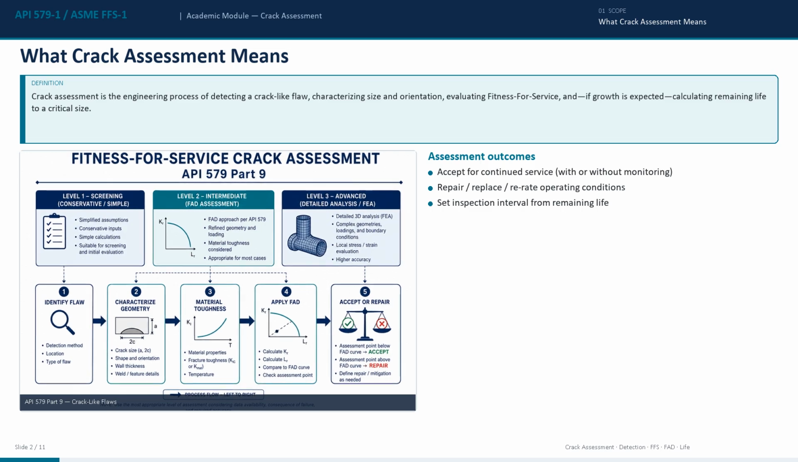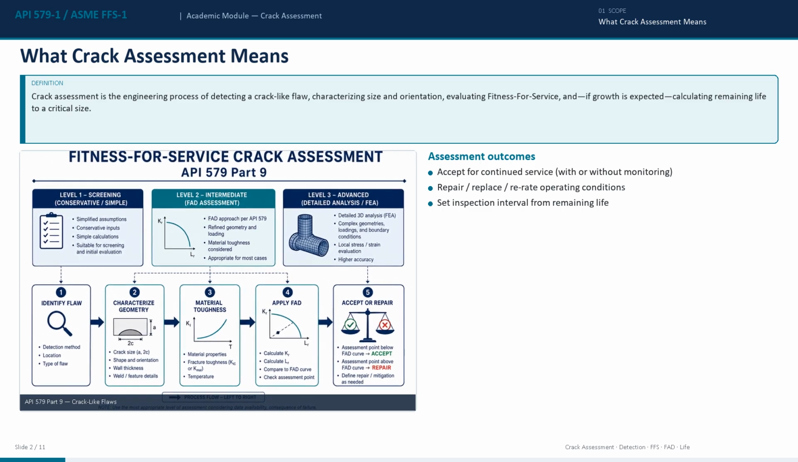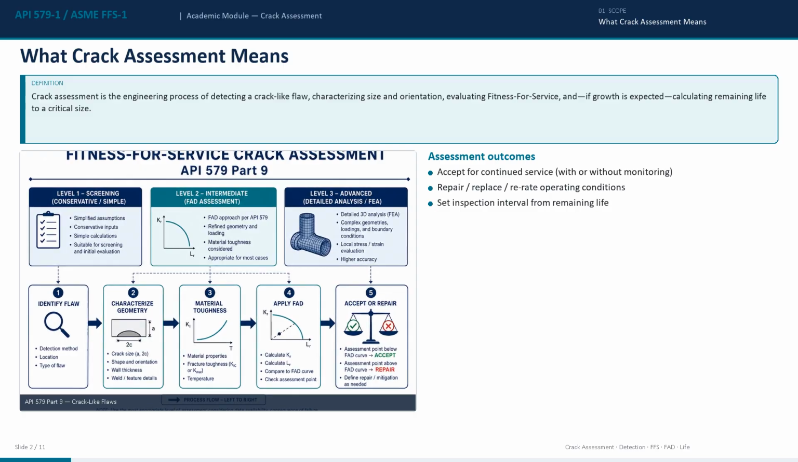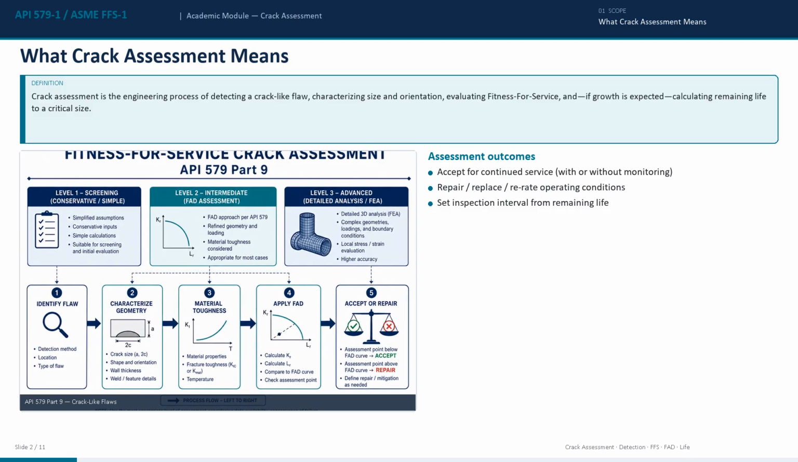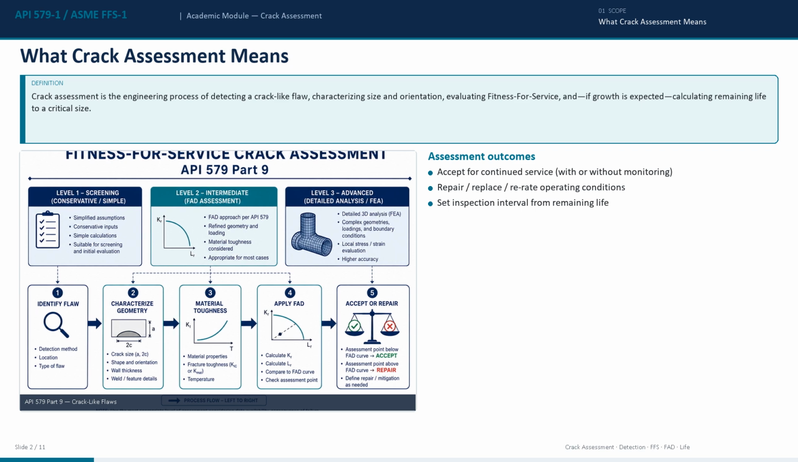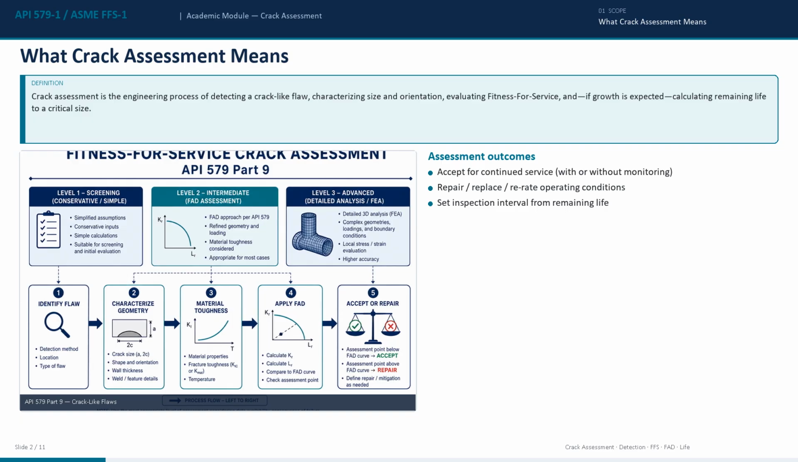You detect the flaw, you characterize its size and orientation, you evaluate fitness for service, and if growth is credible, you estimate remaining life to a critical size. That chain is what Part 9 of the standard is built around. Start with geometry, because the way the crack sits in the wall changes everything.